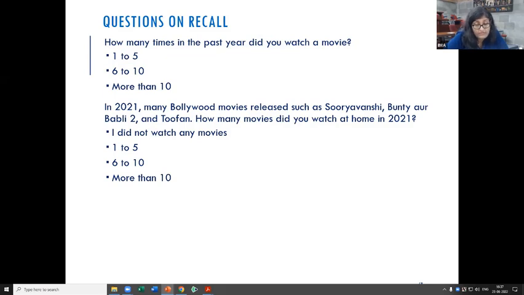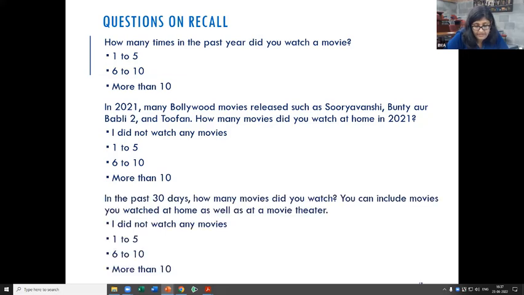Now you are making it a little more specific. But this is a problematic question, because now you have primed me to think only about Bollywood movies. But the question is about movies. There are also movies that are not Bollywood movies. So you have to be careful in the examples that you give.